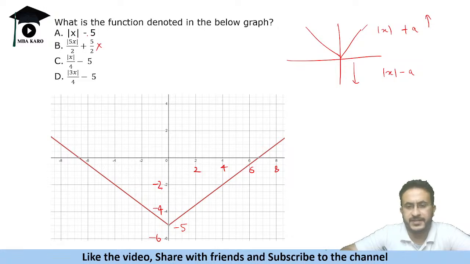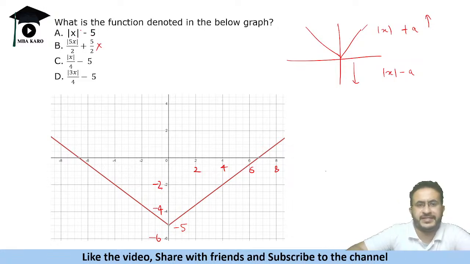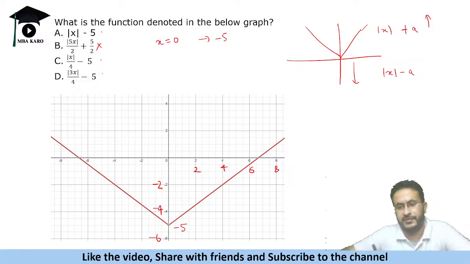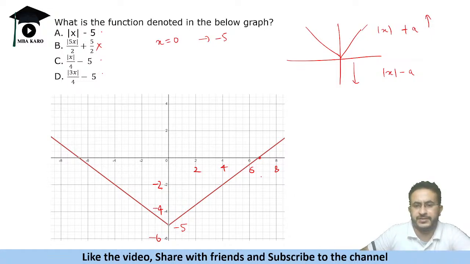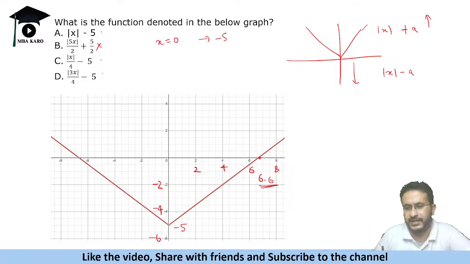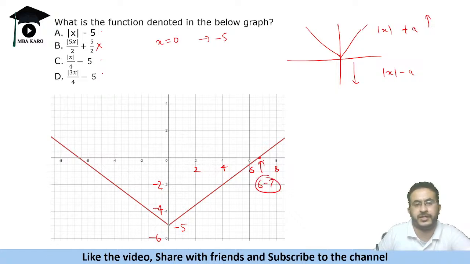Mod x minus 5 is there, so if you put x equal to 0, the value of the function is going to be -5, which is happening in these three scenarios. Now we will see the zero here. It is 6 point something, between 6 and 7, maybe 6.6 or 6.7. It is crossing somewhere between 6 to 7, so that means the function should be 0 at that point.